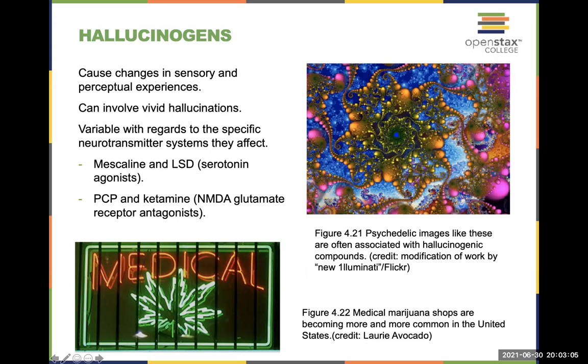All right. Hallucinogens are those things that cause changes in our sensory perception, and that's what makes them hallucinogenic, right? Of course, this is variable, with regards to the specific transmitters that they affect, different ones for different things. LSD and mescaline are serotonin agonists, which means they enhance the effect of serotonin, whereas PCP or ketamine, AKA Special K, are glutamate receptor antagonists, so they inhibit the effect of glutamate. Different mechanisms of action, but basically the result is it alters our perception, hence the classification of hallucinogens.